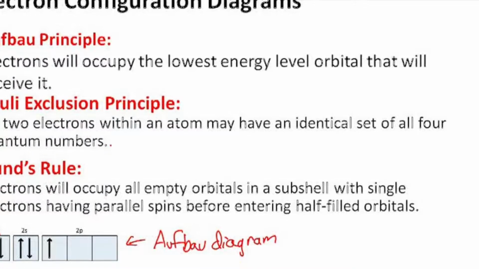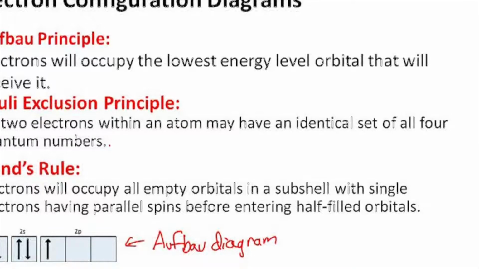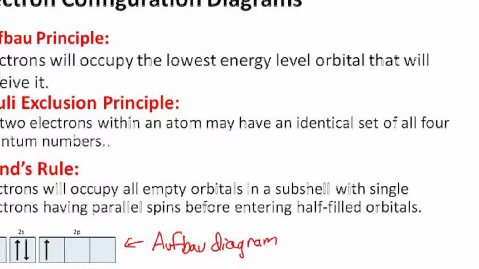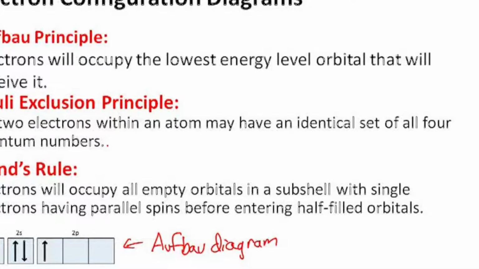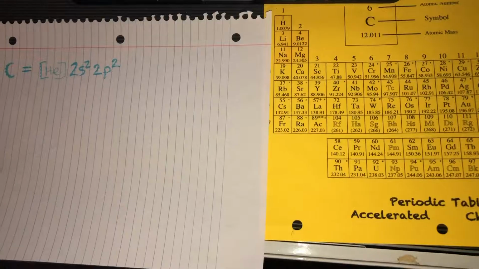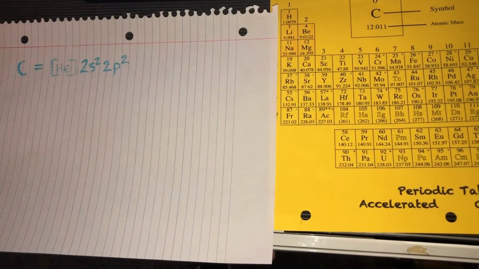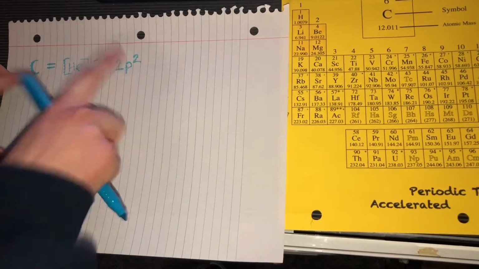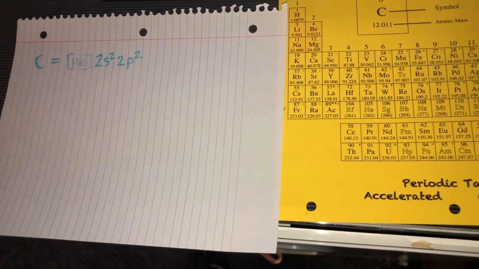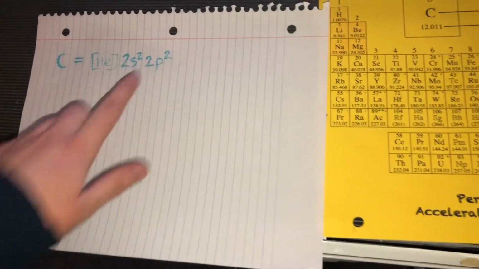And the last rule is Hund's rule, where electrons will occupy all empty orbitals with single electrons having parallel spins. So you have to do all of the electrons with the parallel spins before pairing them in the orbitals. Okay, so now we're going to focus on orbital diagrams. So you want to write out the electronic configuration first, just to make it easier for yourself so that you understand how many electrons are in each orbital in each energy shell.